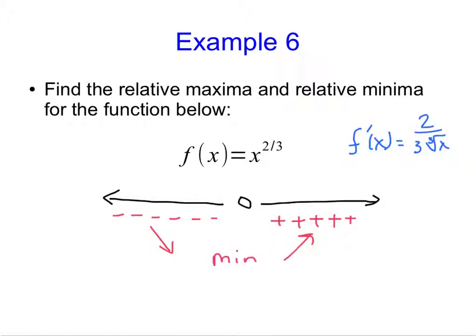And remember, we're not going to plug it back into this derivative. We're going to plug it into this function here. When you plug in 0 into x to the 2/3, you do get 0. So this point is again (0, 0). Different function, but it has the same relative minimum. Let's take a look at the graph just to verify.